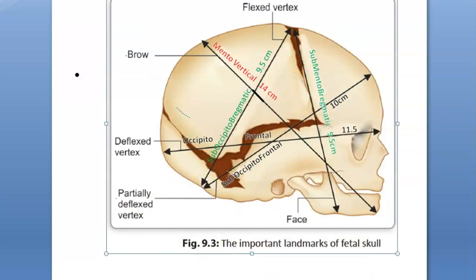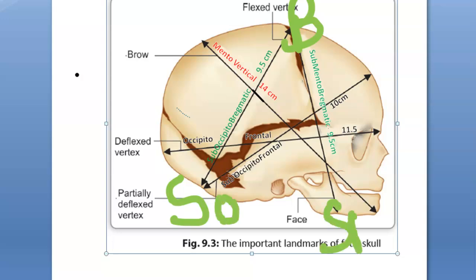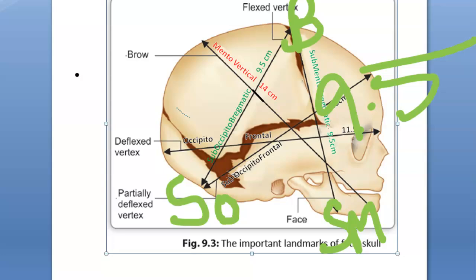Look at this, there are two in green, right? Learn those. First, let's start here. Do you know what this point is? This is the bregma. From the bregma, two green diameters are going: suboccipitobregmatic and submentobregmatic, both 9.5.